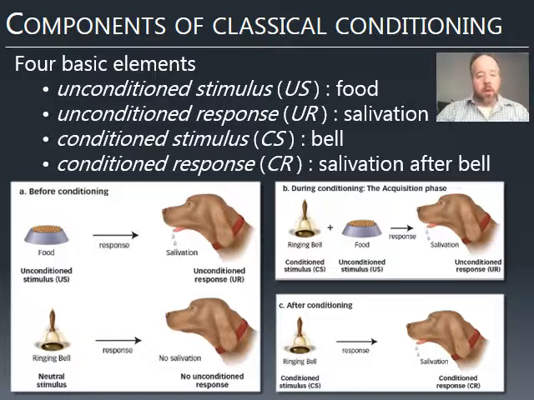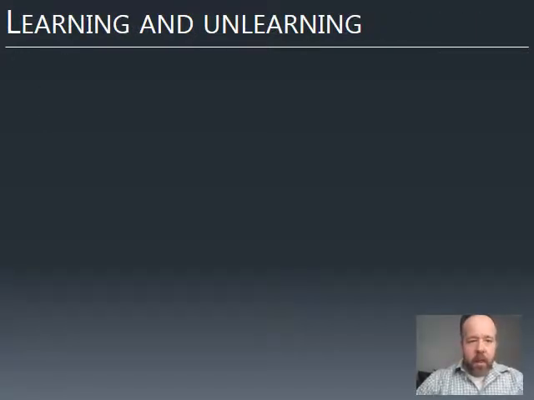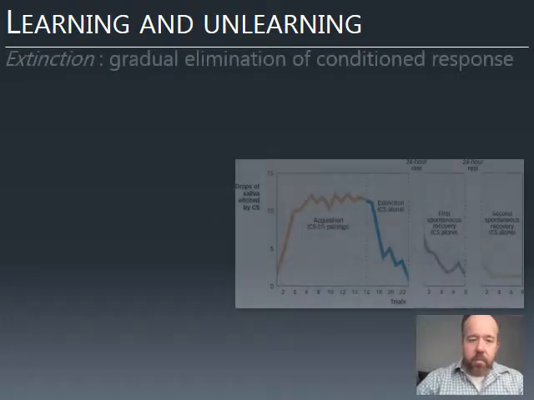And so now that the dog has learned this pairing between the bell and food, between the conditioned and unconditioned stimulus, it now exhibits the conditioned response after the bell alone. So now all you need is the conditioned stimulus, and you will get the conditioned response. So that's how you get classical conditioning. You associate the neutral stimulus with the unconditioned stimulus, and you start getting the conditioned response.